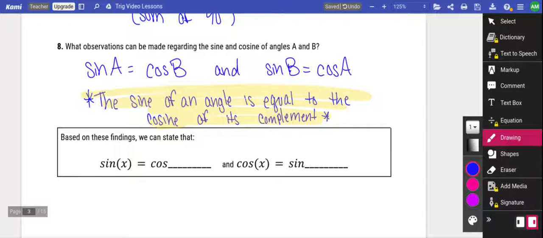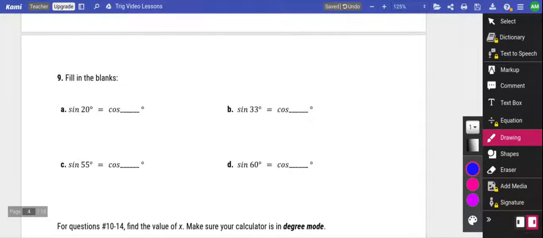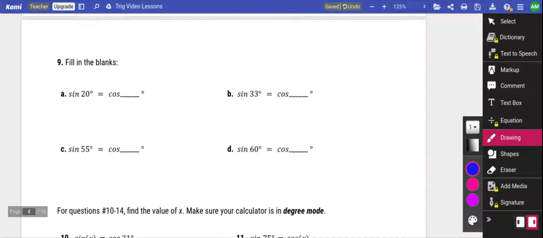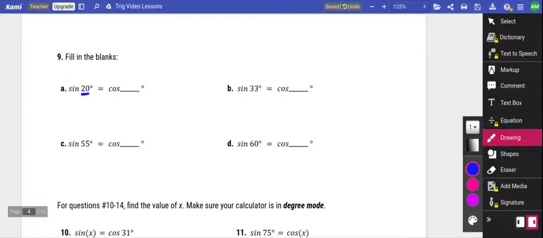So based on these, if I have the sine of x, I can say that it's going to be the cosine of 90 minus x. And then if I have the cosine of x, it's going to be the sine of 90 minus x. Complementary angles. Let's fill in the blanks. If I have the sine of 20, that would be equal to the cosine of, these angles should be complementary. Again, that means that they have a sum of 90. So 90 minus 20 gives me 70.